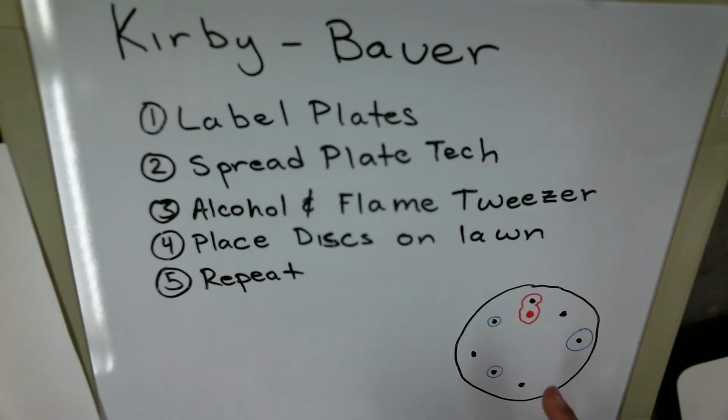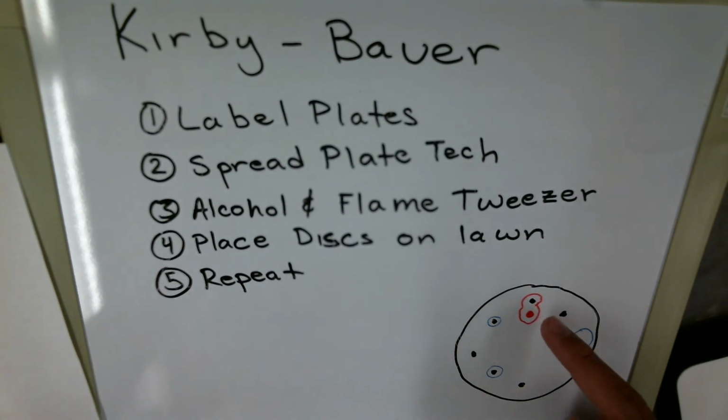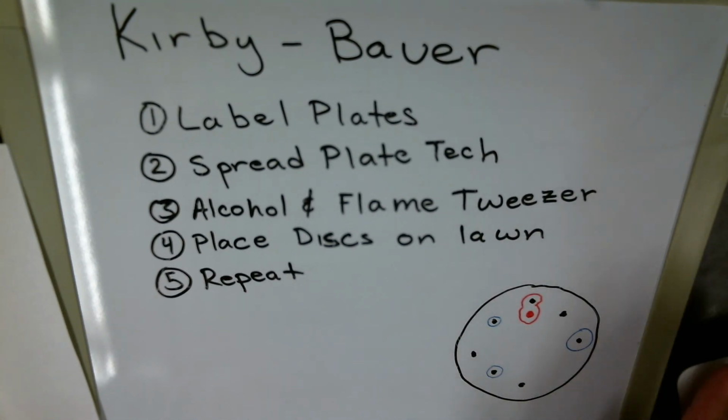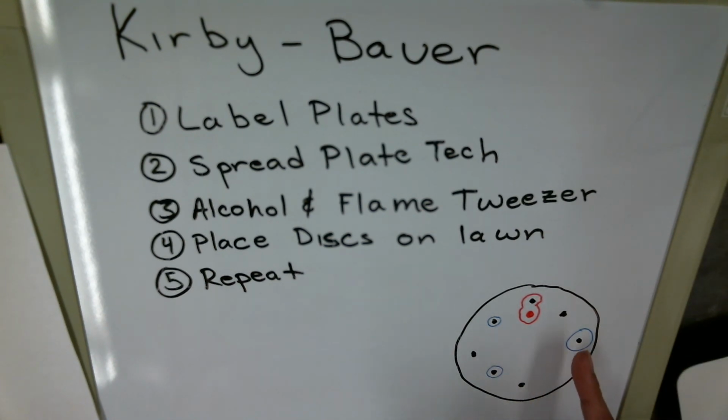Now, if we were to place them too close, as we see here in the red, we could get a synergistic effect where two antibiotics that are normally ineffective against a microbe are now working together and are able to fight off the microbe. That's something that we'll look at on a later date. But for right now, we're trying to avoid that because you just want to see the individual effects of the antibiotics.